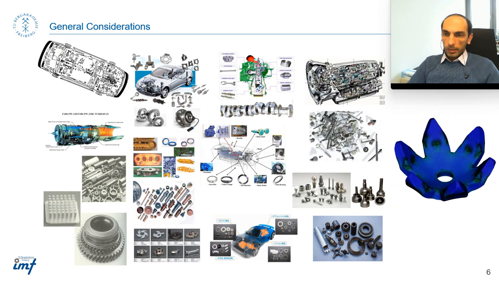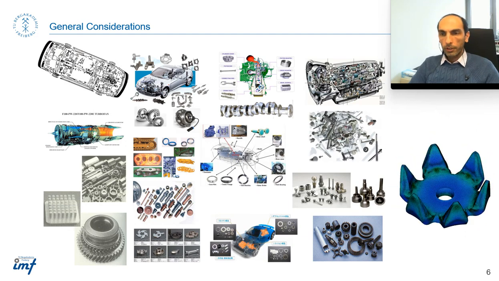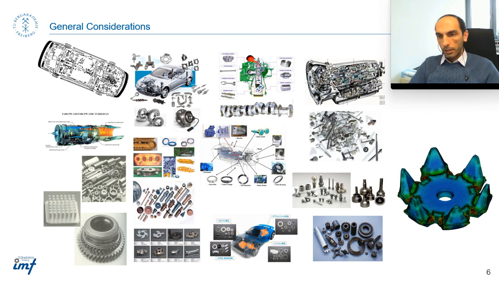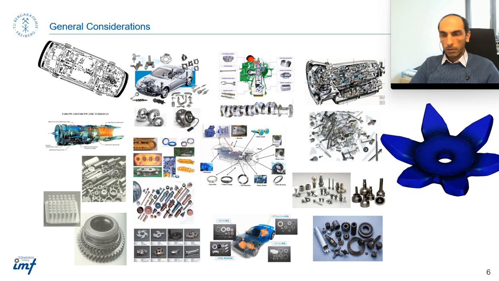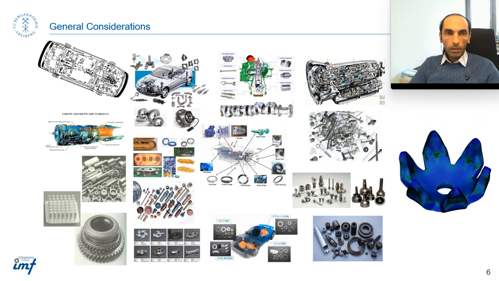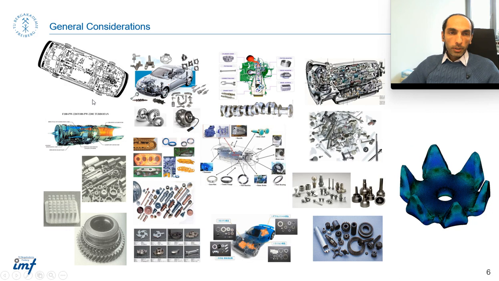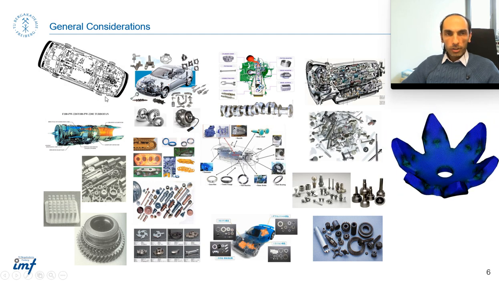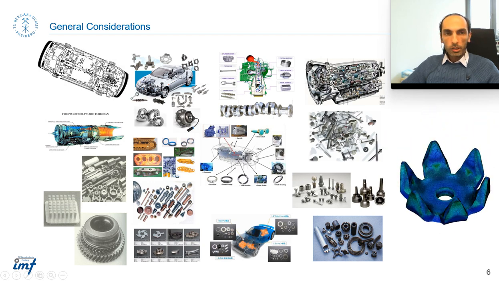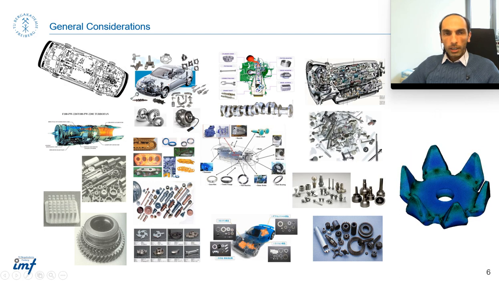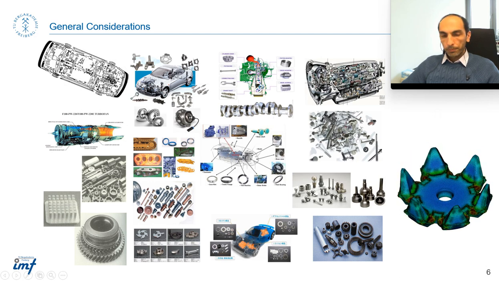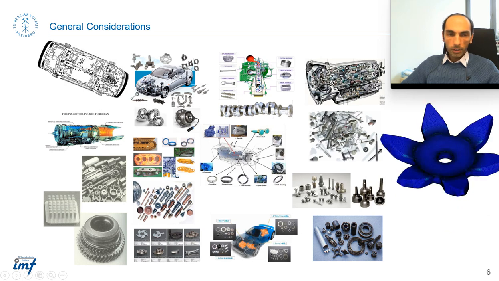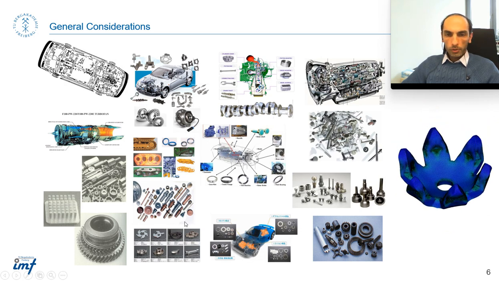Okay, let's talk about the general consideration in forging. The animation is showing the forging of a gear, probably used in a machine. But here, as an example, you can see in automobile, many parts are produced by forging. Especially you can see many parts here in engine and in gearbox. The gears and other different parts are produced by forging.